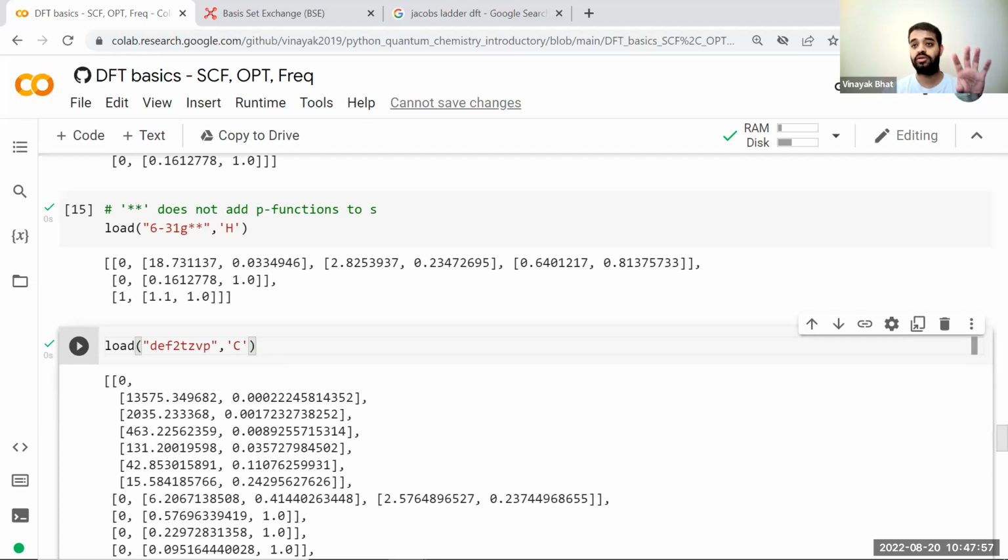So there are two things, right? One is the functional, one is the basis set. The basis set is just to model the electron density. The functional actually gets the energy from this density that you have. Sometimes the functional is more important.